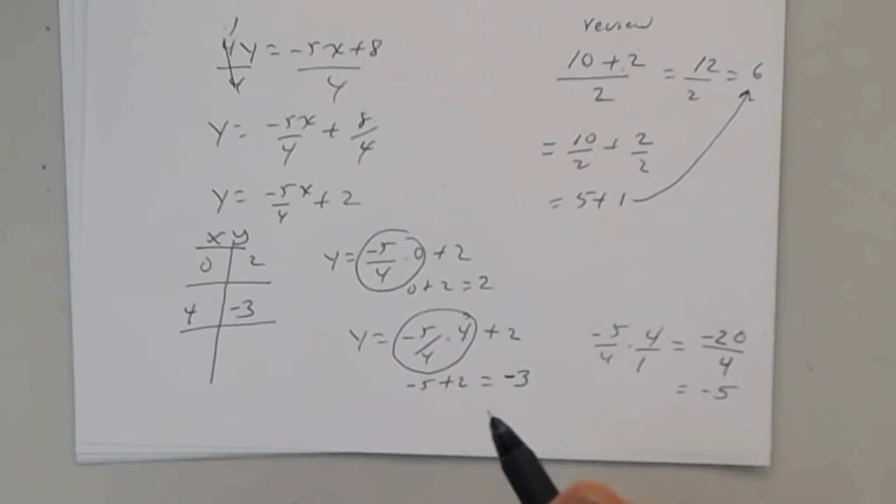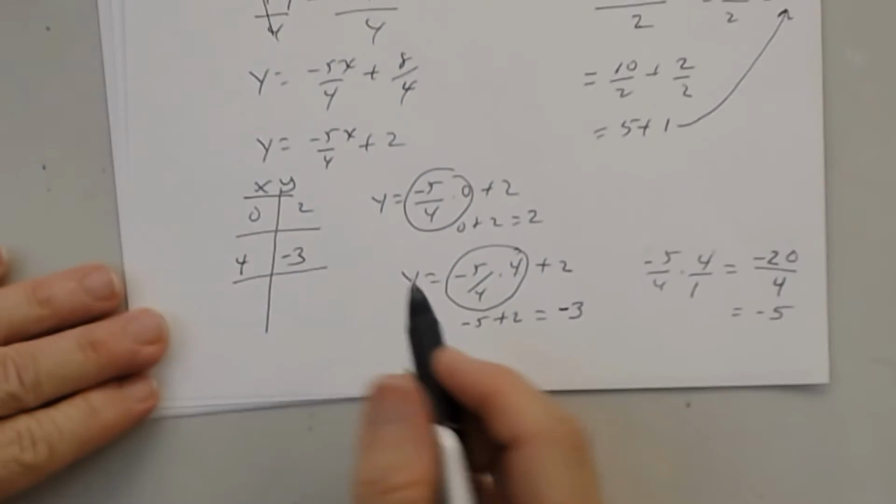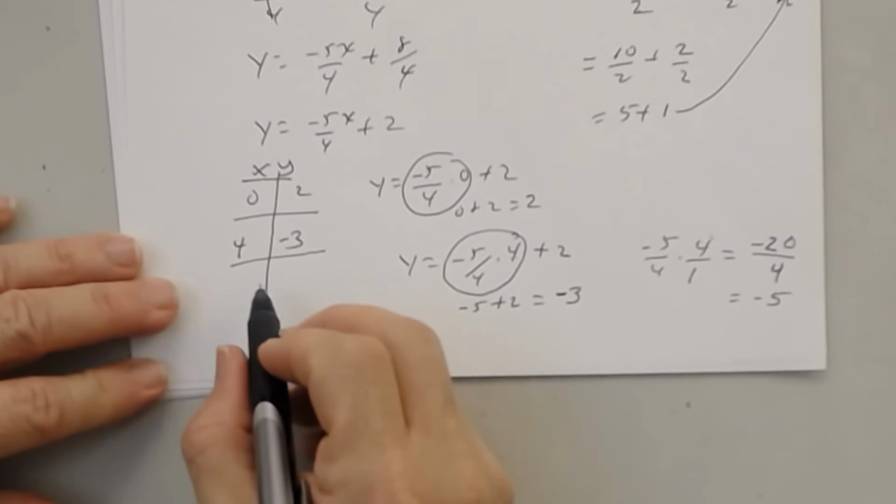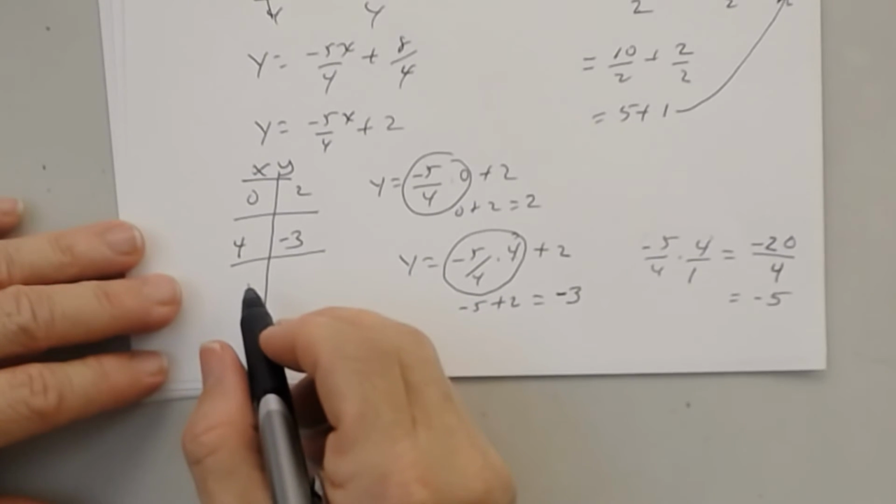All right, now give me one more value for x. What do you want to use? Huh? 8?